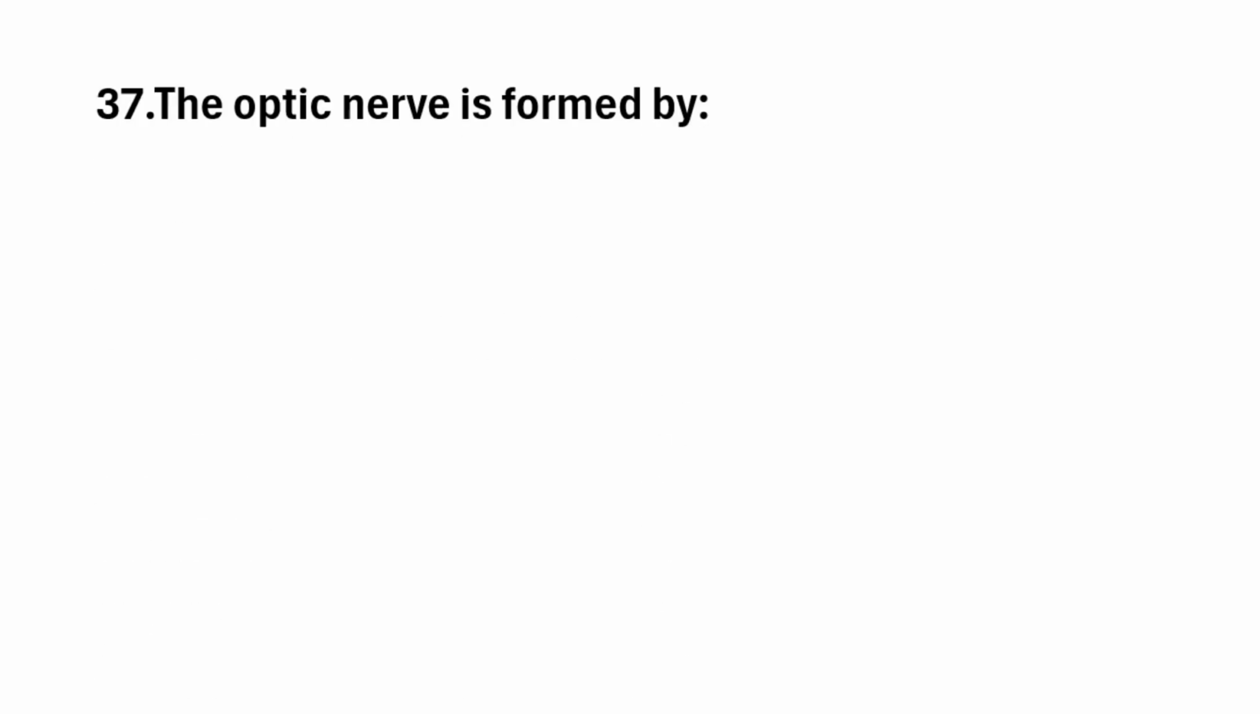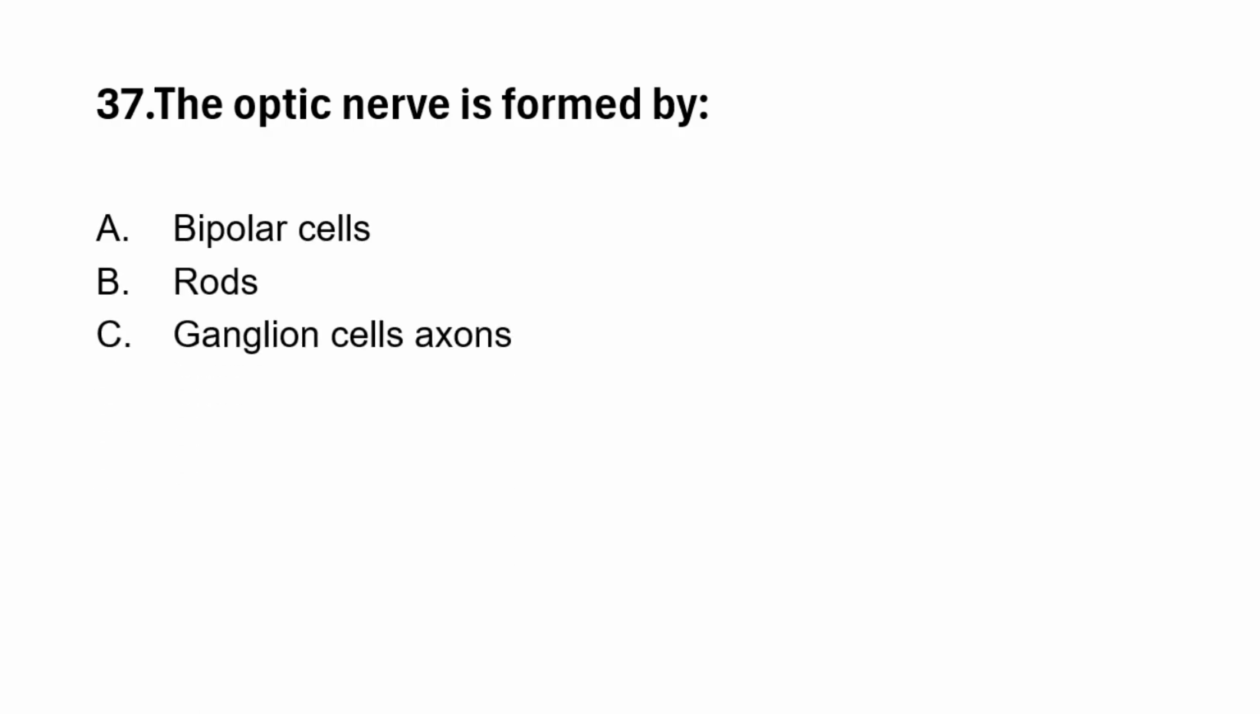The optic nerve is formed by option A bipolar cells, option B rods, option C ganglion cell axons, and option D Muller cells.